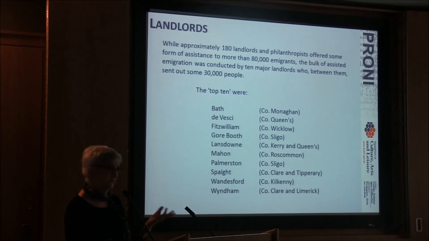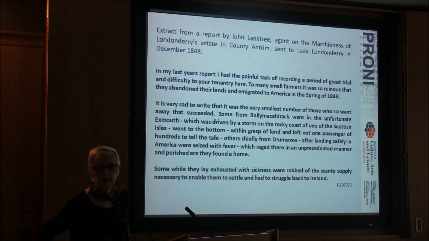This, unfortunately, is another report from 1848, who said, in my last year's report, I had the painful task of recording a period of great trial and difficulty for your tenantry here. To many small farmers, it was so ruinous that they abandoned their lands and emigrated to America in the spring of 1848. It is very sad to write that it was the very smallest number of those who so went away that succeeded. Some, from Ballymacaldrick, were in the unfortunate Exmouth, which was driven by a storm on the rocky coast of one of the Scottish Isles, went to the bottom, within grasp of land, and left not one passenger of hundreds to tell the tale.